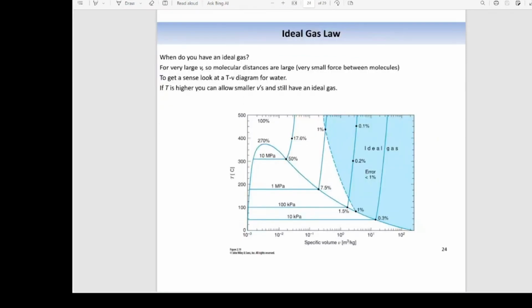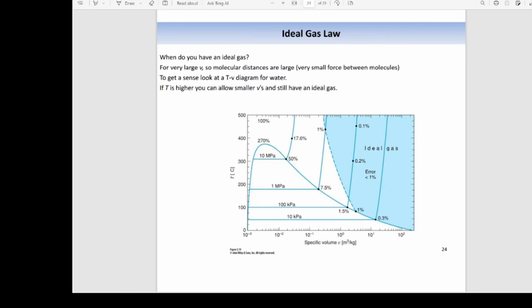Okay, so for the ideal gas law, when do we have an ideal gas? Essentially, for very large specific volumes. So the molecular distances are large, and you have very small forces between those molecules.